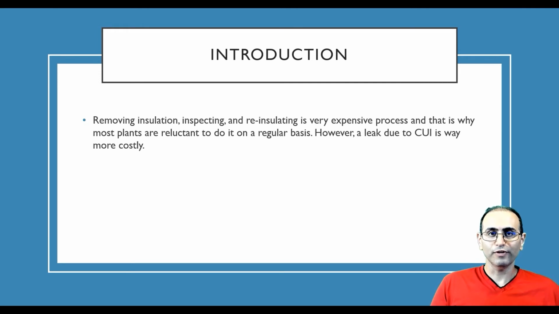So removing insulation, inspection, and reinsulating, as everybody knows, is a very expensive process. And that's why most plants are reluctant to do it on a regular basis. However, a leak due to CUI is always more costly because you have to shut down the unit. It costs you tons of money every day by losing the amount of production that you could have made. Plus, it's an unplanned shutdown.